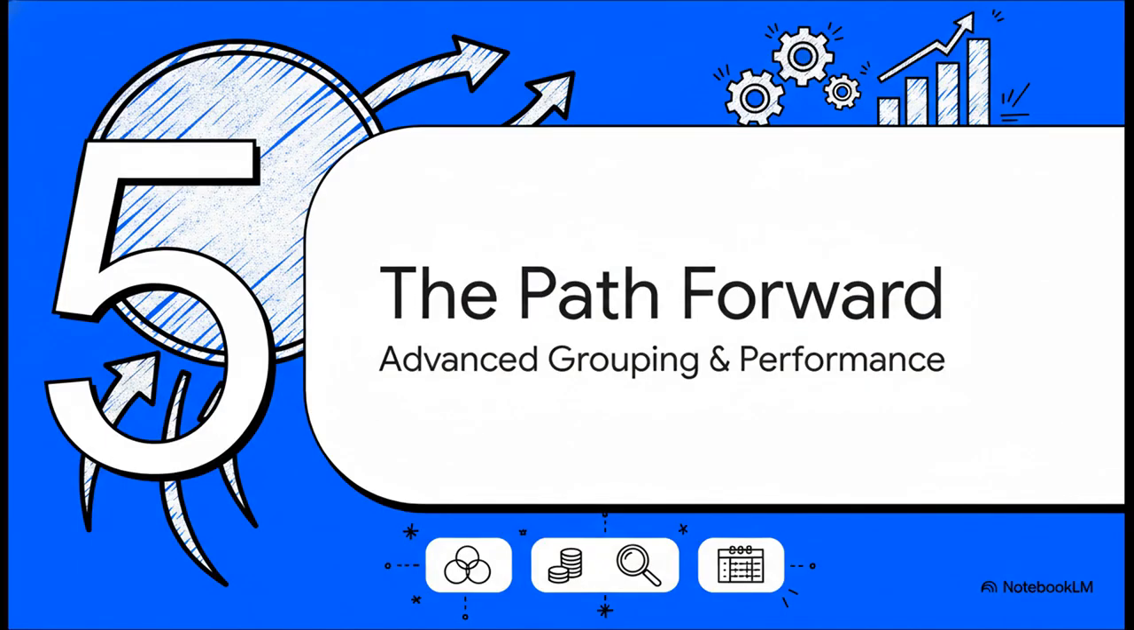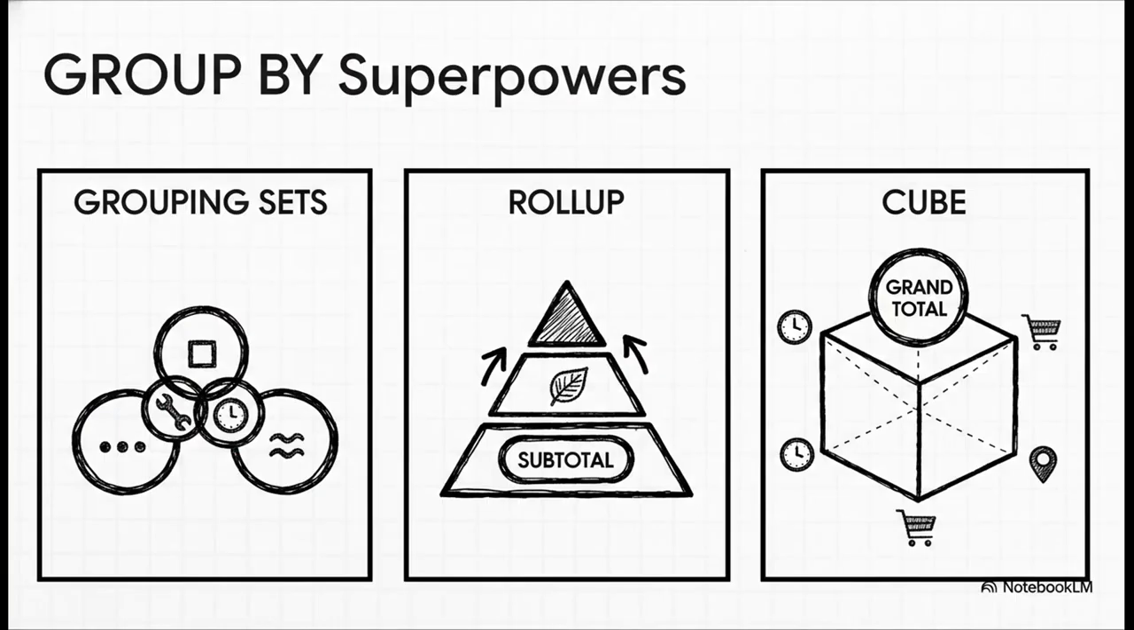So GROUP BY is the foundation, but believe me, the rabbit hole goes way deeper. Let's just take a quick peek at some of the advanced grouping features and performance tricks that build on top of all this. For really complex reporting, SQL has some serious superpowers. Imagine you need totals by state, by city, and a grand total all in one go. GROUPING SETS can do that. Or what if you need a report with automatic subtotals, like sales per city that roll up into a state total? That's what ROLLUP is for. And then there's CUBE, which goes even further and gives you every possible combination of subtotals. It's incredible for deep dive analysis.